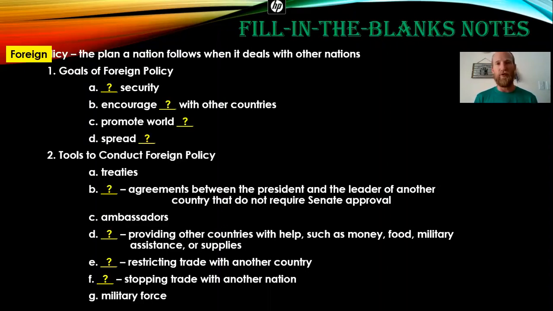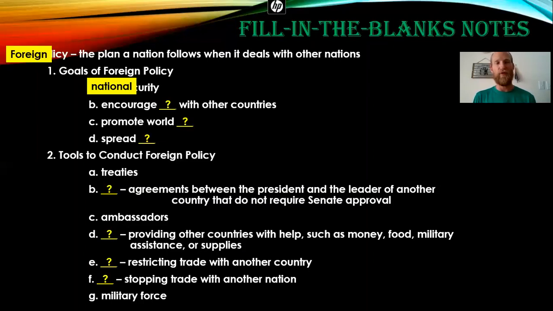The first goal or purpose of foreign policy is national security, to keep our country safe, to protect our borders. So we do things to try to keep peace with other countries, to make friendships, alliances with other countries, or we deal with hostile or aggressive countries, again, to protect us and our country.